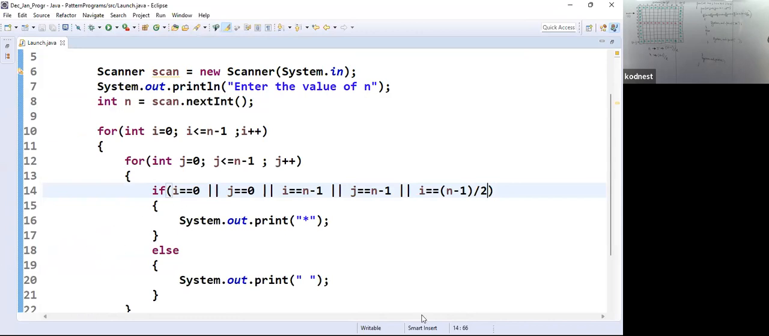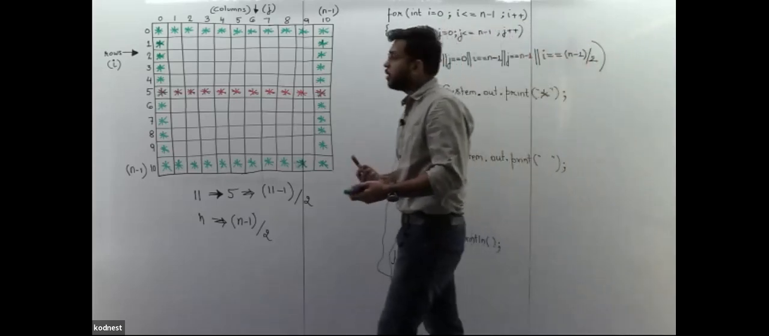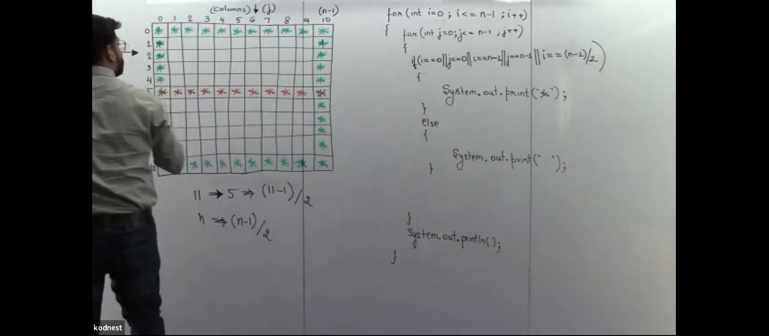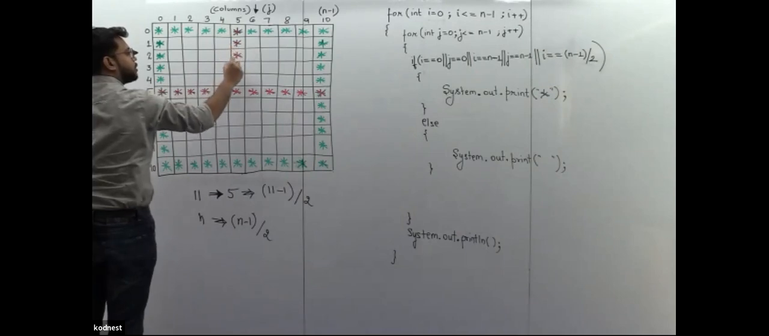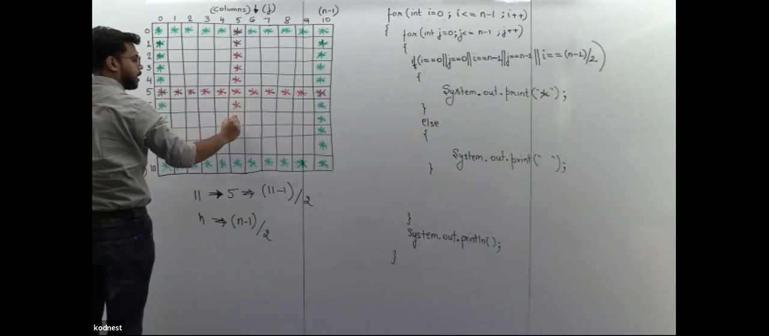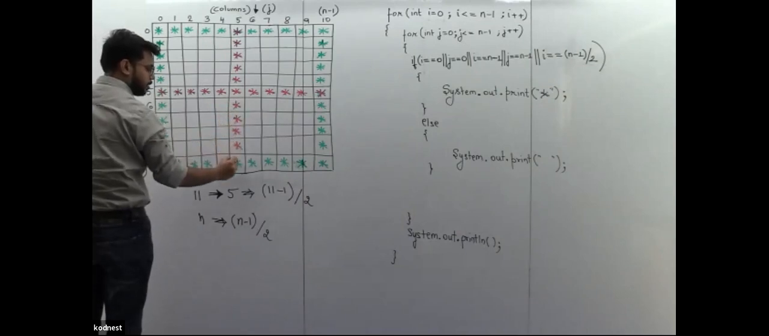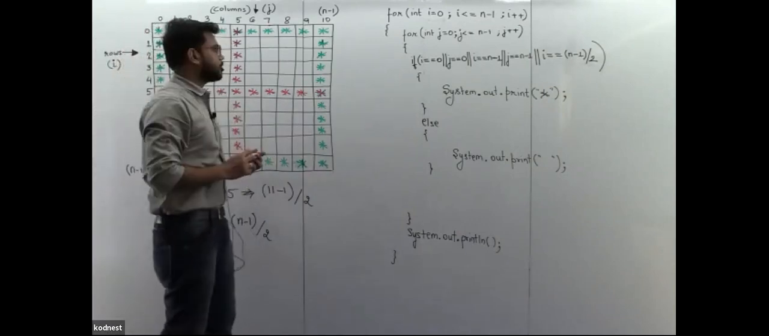Moreover, now I also want the columns like this. The column here I want is the middle column. I want to print the stars here. Well, what do I have to do for printing the stars here?